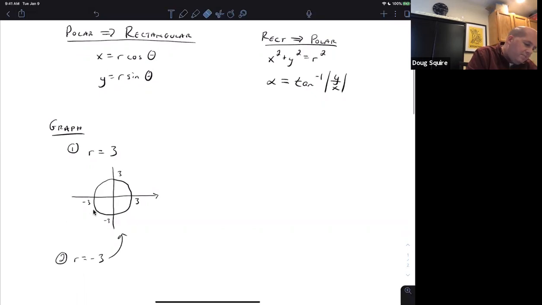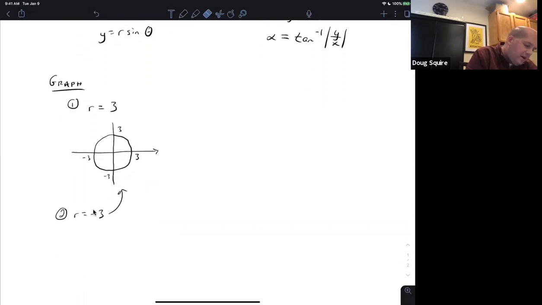The only exception to r equals a constant, so r equals a constant is always going to be a circle except when r is 0. If r is 0, you get just the single point, which is the pole, because that's the only point 0 units away from the pole, or 0 units away from the origin. That's called a degenerate circle.